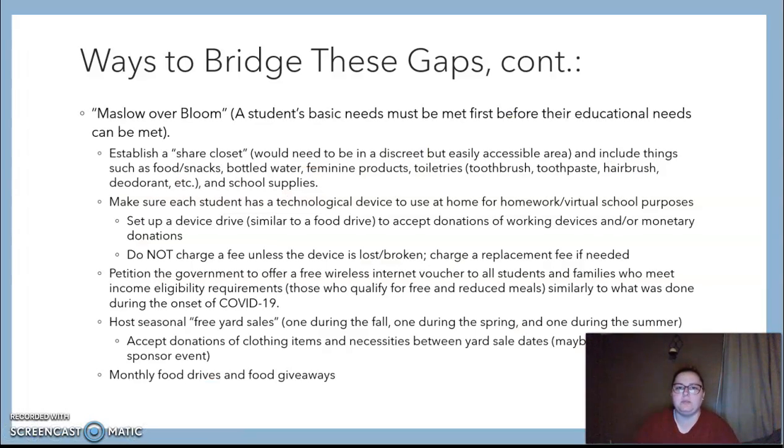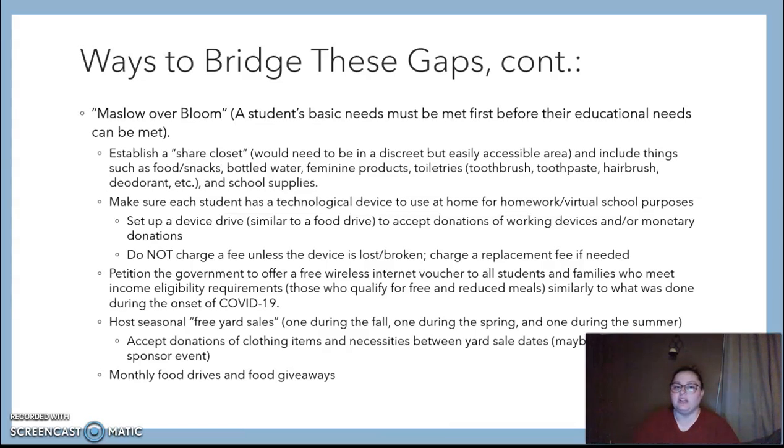So another way that we could potentially bridge these gaps is to keep in mind Maslow over Bloom. I know we hear this all the time in the world of education, but it is very true that a student's basic needs must be met first before their educational needs can be met. There are many ways that we could go about trying to make sure that students' basic needs are met. One would be to establish a share closet. This would need to be in a discreet but easily accessible area and include all sorts of different types of basic necessities, toiletries, food, snacks, school supplies, that sort of thing.